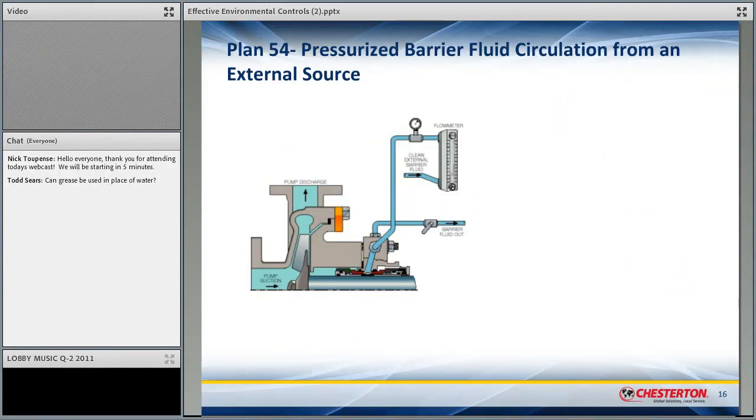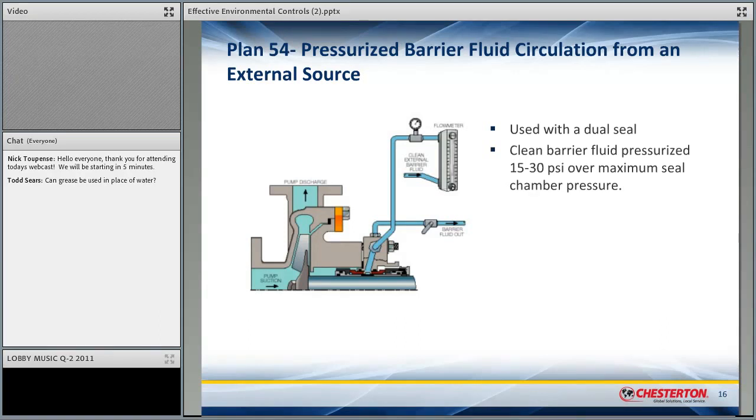Plan 54 is a pressurized barrier fluid circulation from an external source. I like to call this a Plan 32 for dual seals. And essentially we're bringing in this clean fluid from an outside source, and we're injecting it into the seal between the inboard seal of a dual seal and the outboard seal. And we do that at a greater pressure, 15 to 30 psi over the maximum seal chamber pressure.